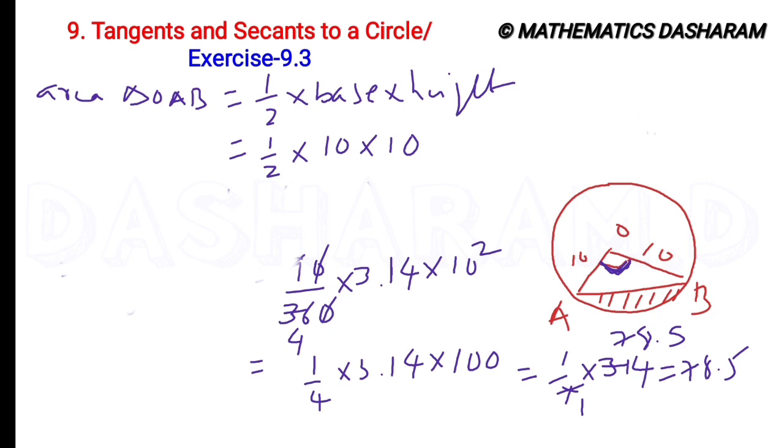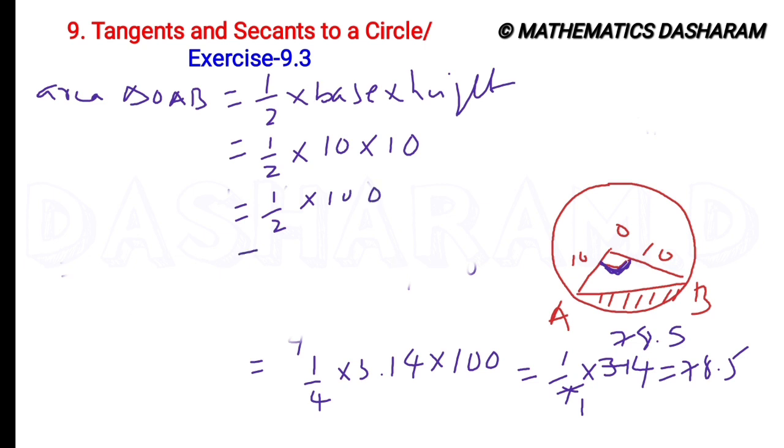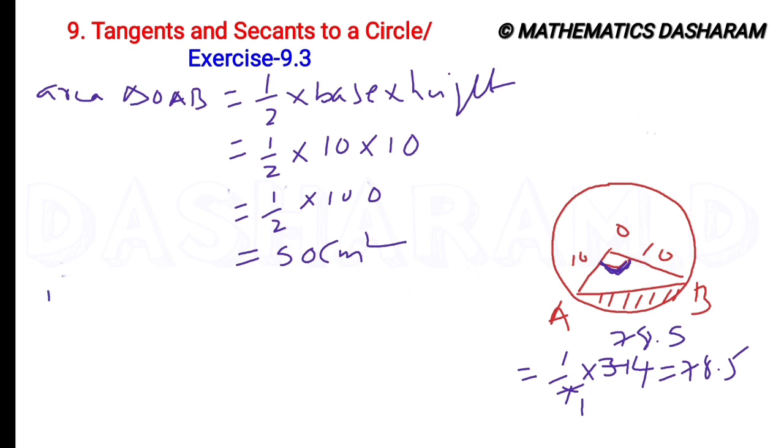So now 1 by 2 into 10 into 10, 100. So it is equal to 50 centimeter square. Let us find out the first answer. What is that? Minor segment. So area of minor segment.